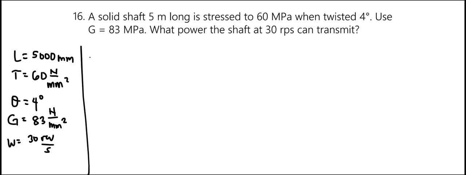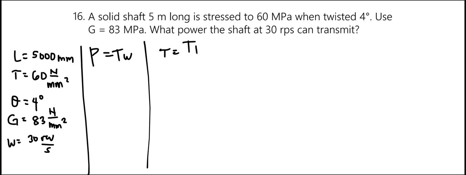To solve this, we utilize the formula for power, which is equal to the torque times the angular velocity. However, we are not given the torque, so that is what we need to solve. To solve for torque, we can utilize the shearing stress formula, which is equal to the torque times the radius divided by the polar moment of inertia. We are given a stress of 60 Newton per millimeter squared, and we can disregard the unit to make our equation cleaner, because all dimensions are consistent in newtons and millimeters squared.